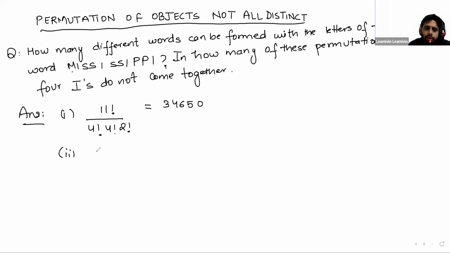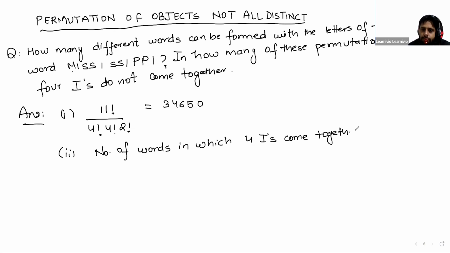So first of all, we'll find the number of words in which four I's come together. So this is equal to what? We can write like this: M, double S, double P, and 1, 2, 3, 4 I's. Okay, so what we will do, we will find the words in which four I's come together. So we will treat this as a single block.